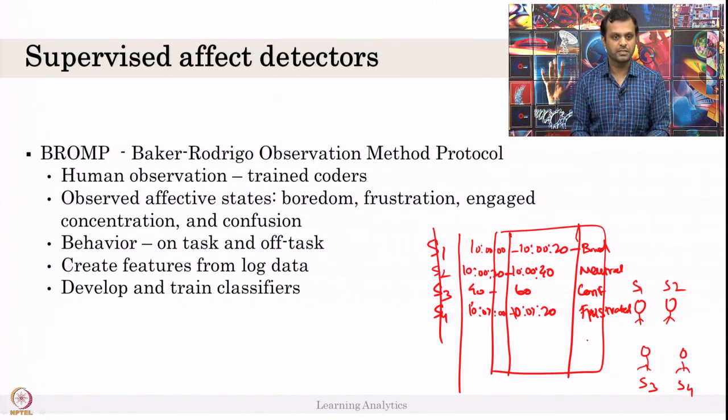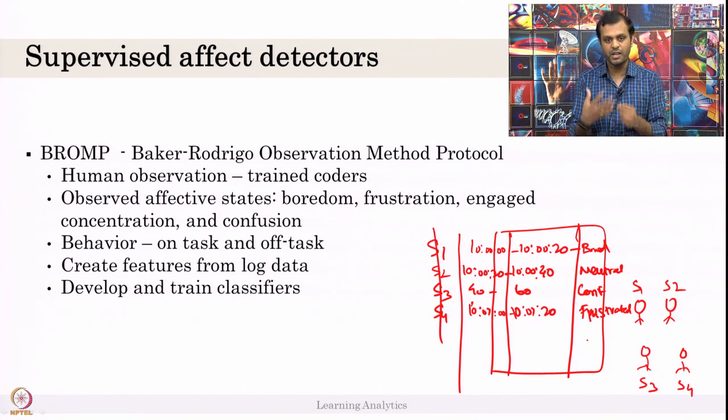Okay, that's it. So basically it's human observation with trained coders. The coders get trained, a couple of coders code the students' emotions, and they make sure that inter-rater reliability is high, with Cohen's kappa at 0.8, then they move on to the next.